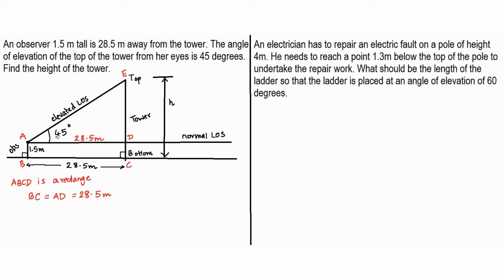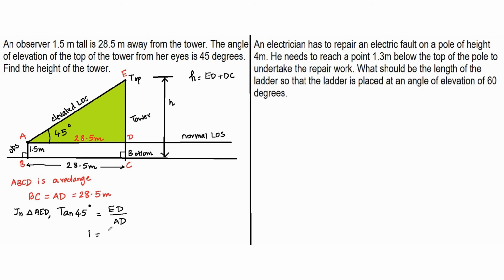It is given that the angle of elevation is 45 degrees. So if you consider the triangle AED, I can now use a trigonometric ratio. I need to find the height of the tower. So height of the tower can be split into two parts. Height can be written as ED plus DC. Now with respect to 45, ED is the opposite side and 28.5 is the adjacent side. So I can say tan 45 degrees is equal to ED divided by AD.